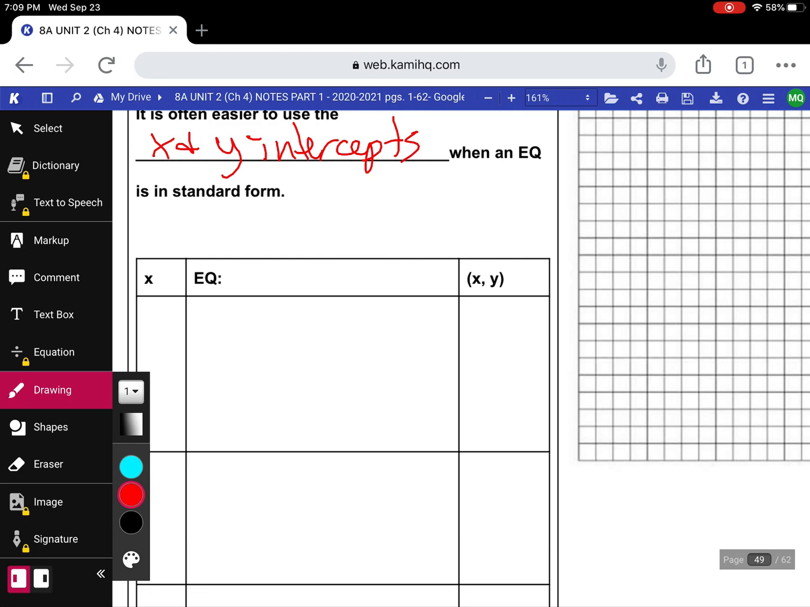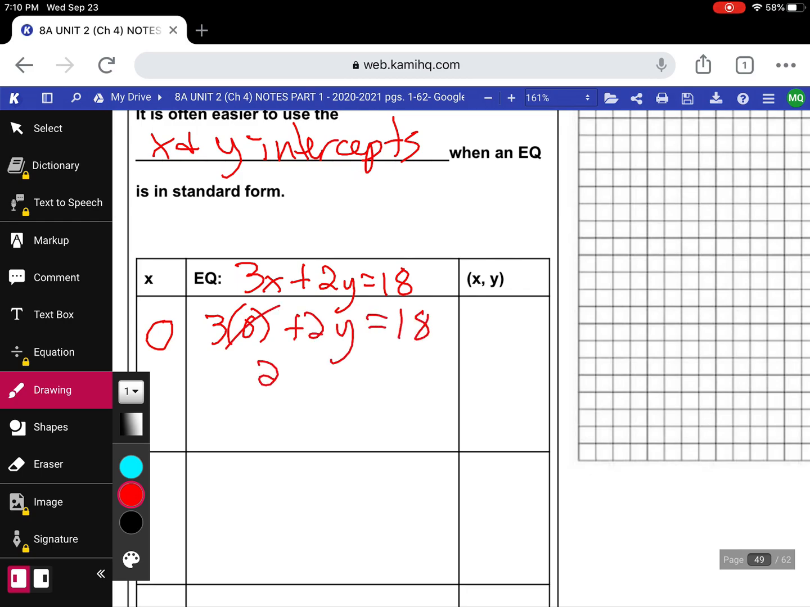So I'm going to make my x 0 and write my equation in: 3x plus 2y equals 18. We just plug 0 in for x. Got 3 times 0 plus 2y equals 18. 2y equals 18. Divide by 2, y equals 9. So my y-intercept, and I want you to label it as such, is 0, 9.